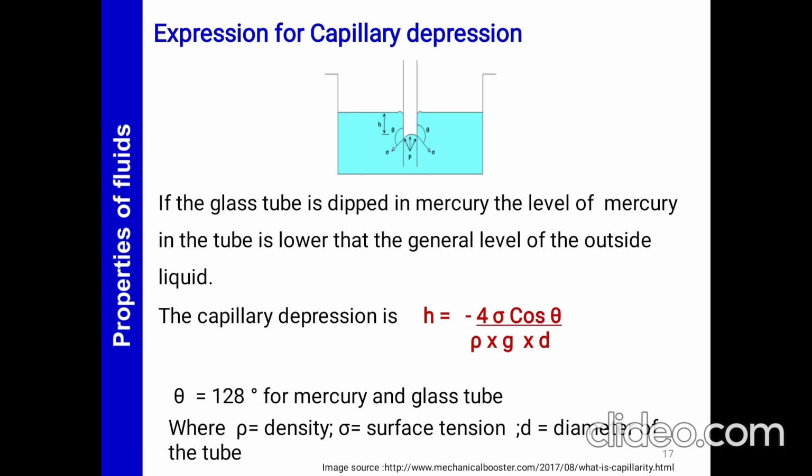Expression for capillary depression. If the glass tube is dipped in mercury, the level of mercury in the tube is lower than the general level of the outside liquid. So the capillary depression is given by h is equal to minus 4 sigma cos theta by rho g d. Here theta is equal to 128 degrees for mercury and the glass tube, and where rho represents the density, sigma is the surface tension, and d is the diameter of the tube.